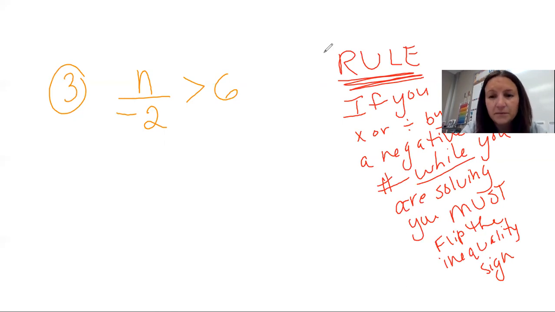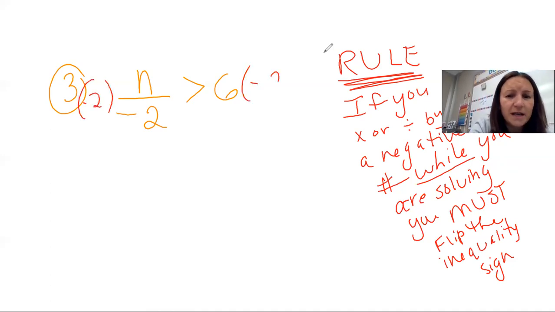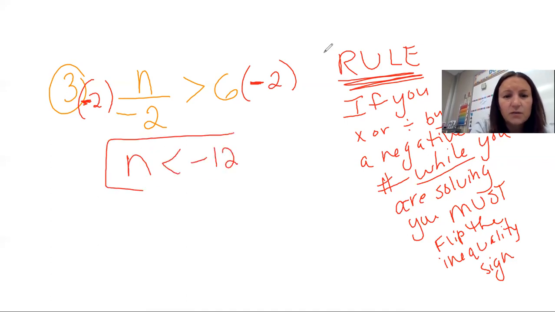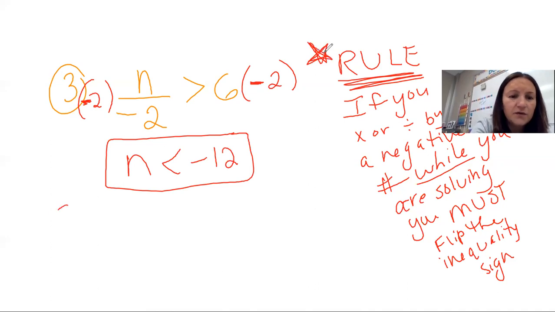So for this problem, we're going to use this rule. To get n alone, I am going to multiply both sides by -2. Since this value is negative, and I'm trying to solve for n, in order to do that, I have to multiply both sides by a negative value. I must flip my inequality symbol. That's the one rule that you must follow with an inequality. If you don't follow it, then the whole graph is going to be wrong.